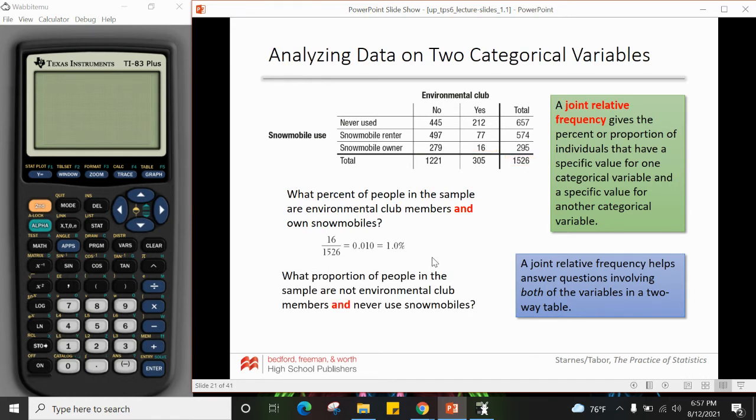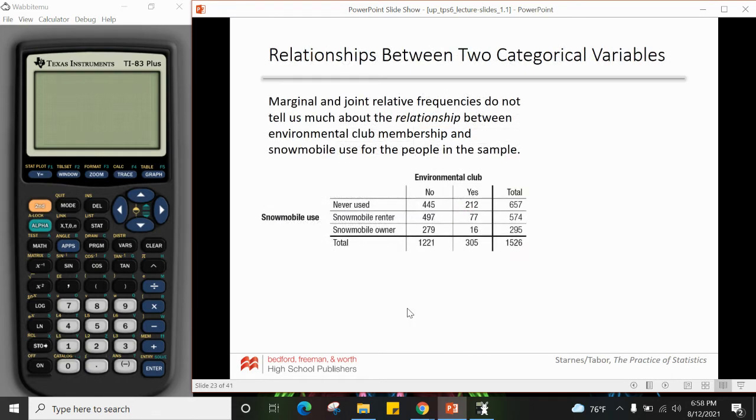All right. What proportion of people in the sample are not environmental club members and have never used a snowmobile? So no to environmental club, never used would be 445 out of 1526 or 29.2%. Right, so those are joint relative frequencies.